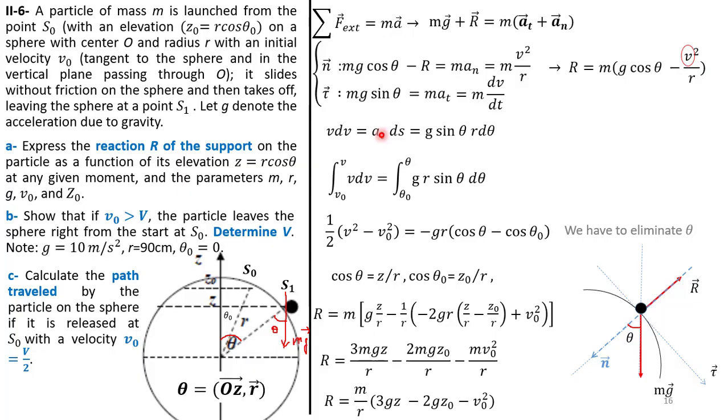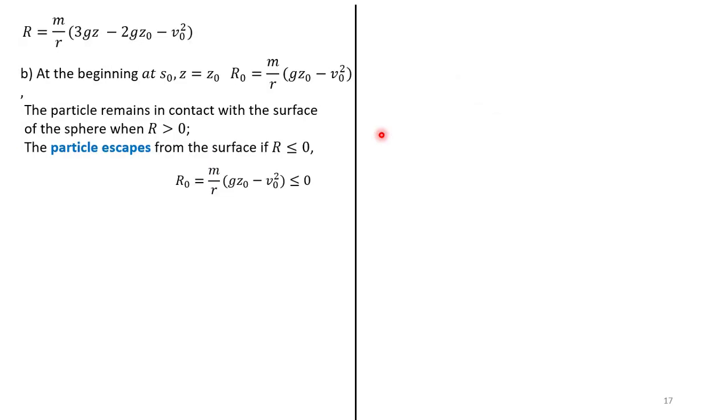And one other important idea in this exercise is that if we have a contact with a support or with a surface, R should be positive. So the opposite of this statement is that the particle isn't anymore on this surface, so we don't have this contact anymore if R is less than or equal to 0.